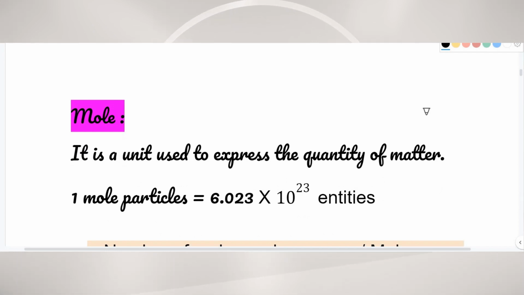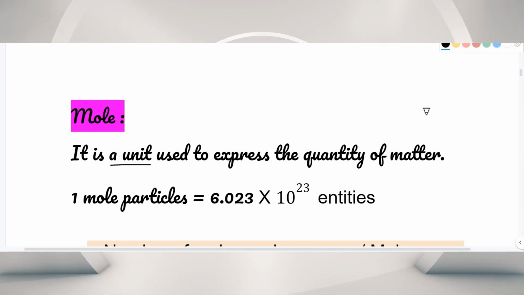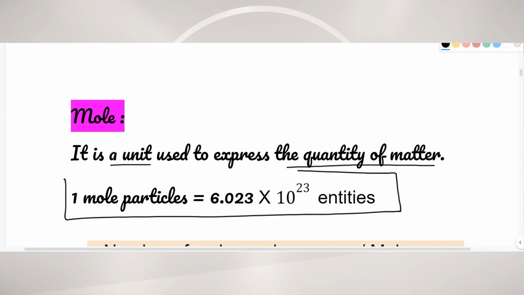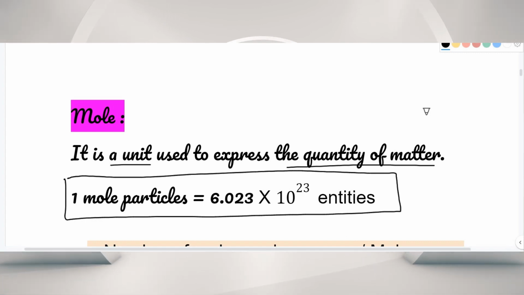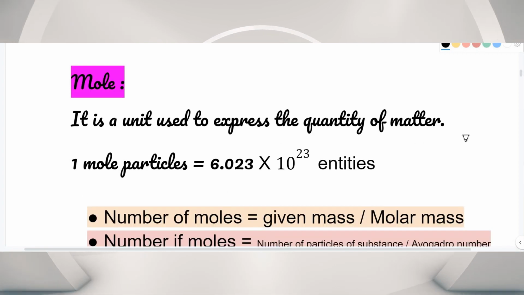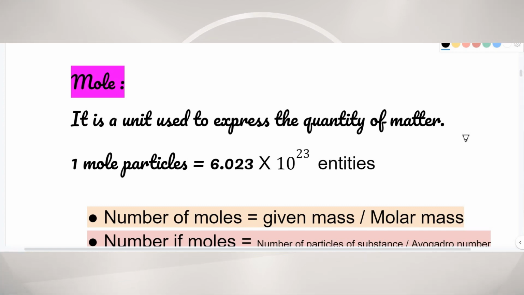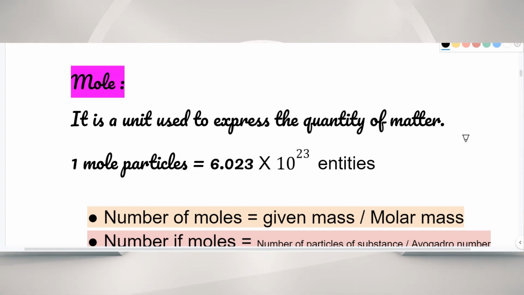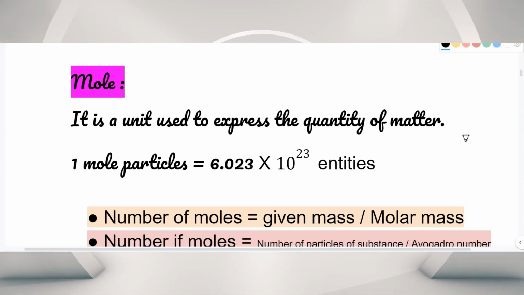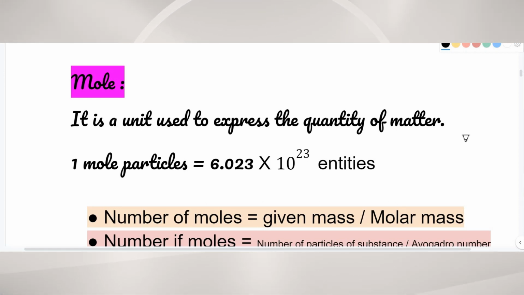Now coming to the topic of mole. What is a mole? It is a unit used to express the quantity of matter. So 1 mole of particles means 6.023 into 10 to the power 23 entities. That means 1 mole of carbon 12 has 6.023 into 10 to the power 23 atoms. 1 mole of any object has 6.023 into 10 to the power 23 atoms, molecules, ions, electrons, protons, neutrons, etc. So that is what entities means.